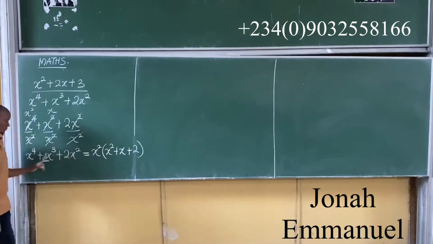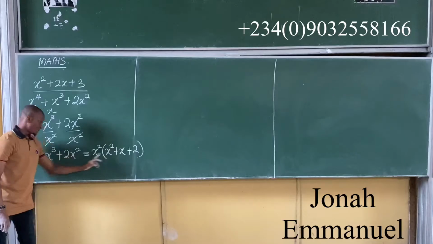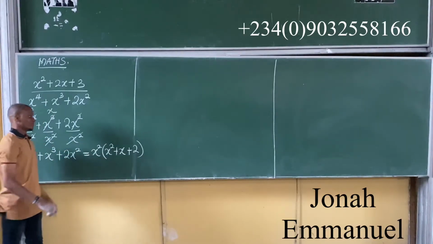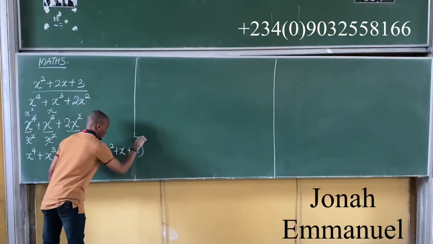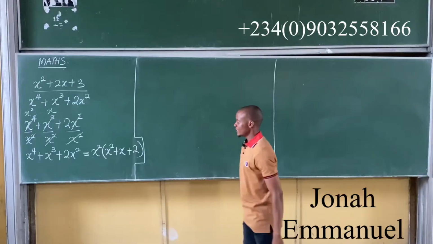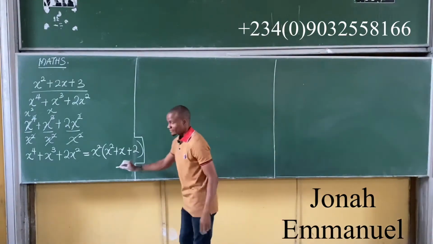This time this gives you x power 4. This time this x cubed. This time this 2x squared. You have to open your eyes very well. So I have this one. So I have this now. Next up, this one here.